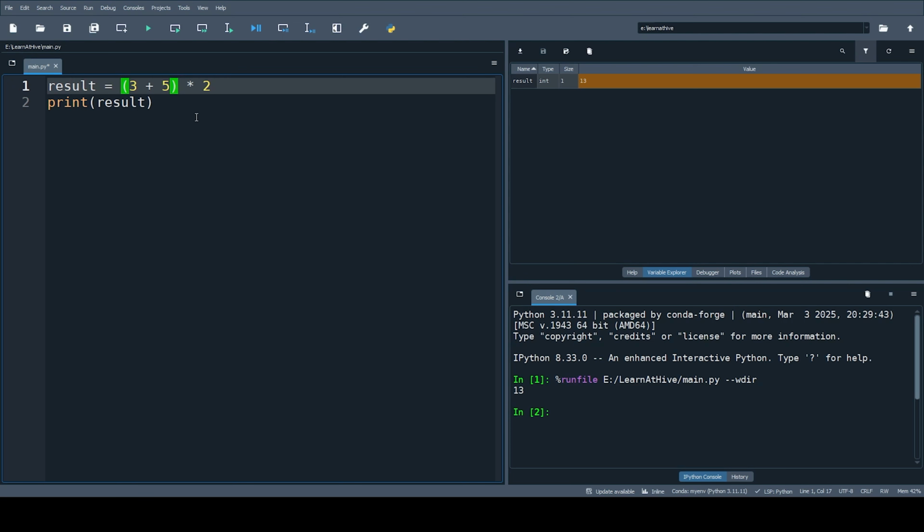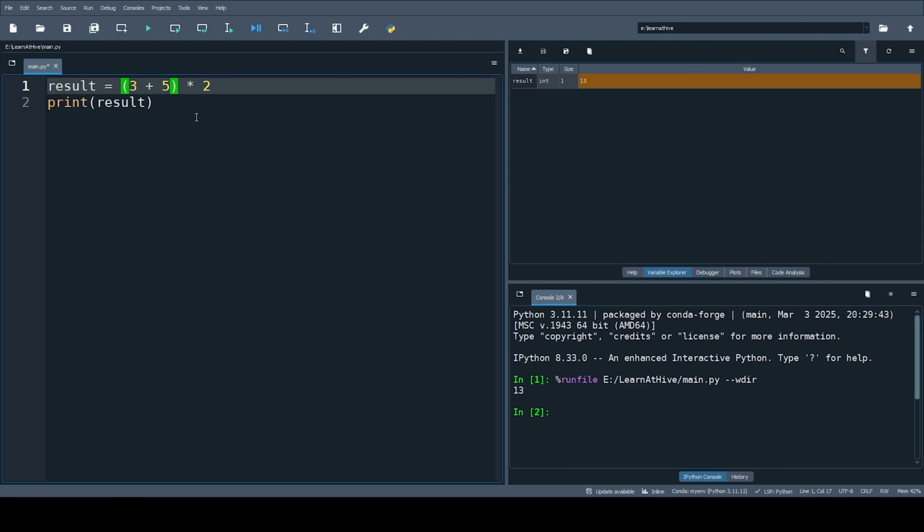Addition and subtraction are also left to right. Then come comparison operators and usually logical operators. Logical operators like not, and, or have the lowest precedence.